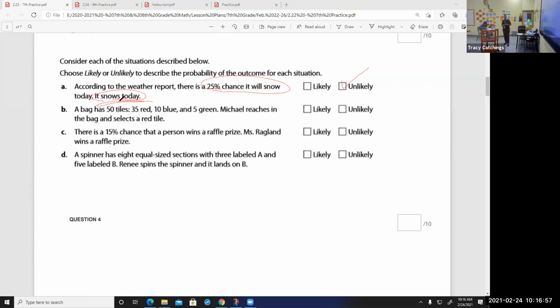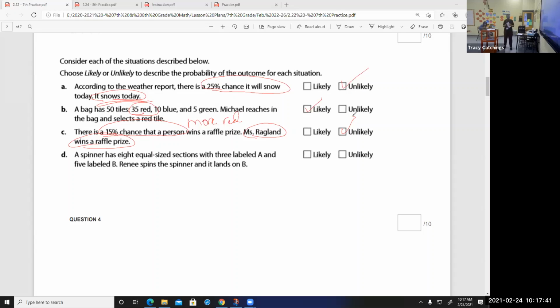All right, B says a bag of 50 towels. We got 35 red, 10 blue, 5 green. Michael reaches in the bag and selects some red. Why you say likely? It's more red than anything. So yeah, that's more likely. All right, C said there's a 15% chance that a person wins a raffle prize, and then Miss Ragland, she won. Yeah, that's unlikely. That's like the lottery. I buy me a ticket in hopes that I don't win, but it's very unlikely that I will win.